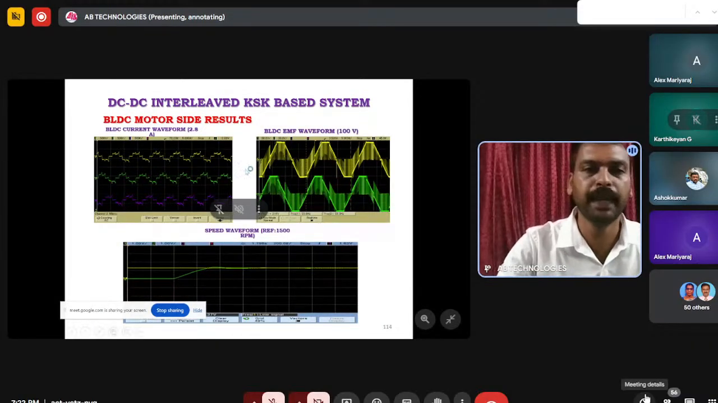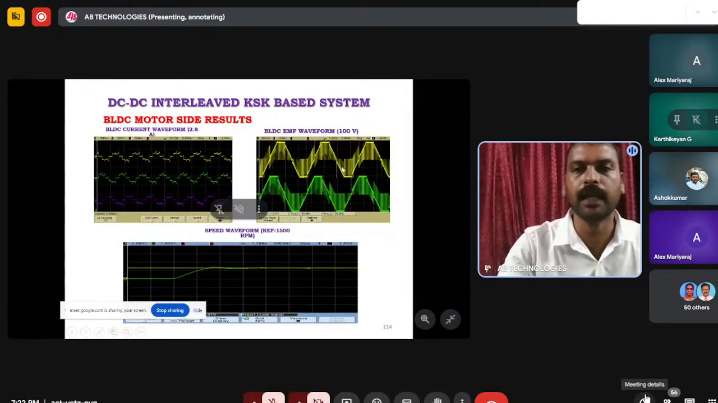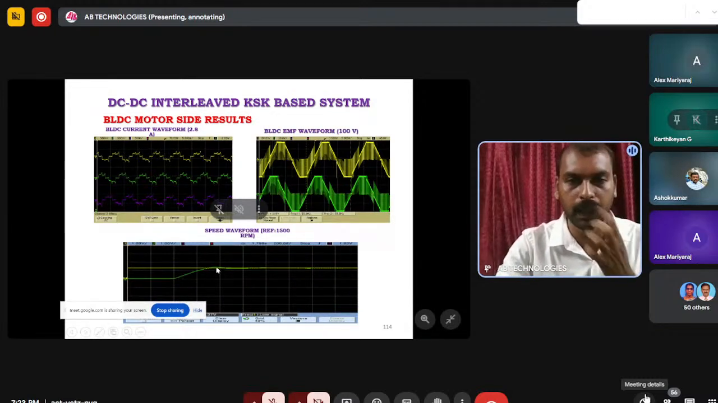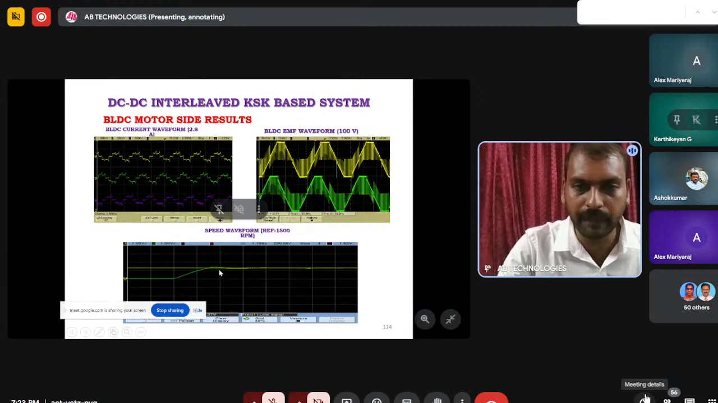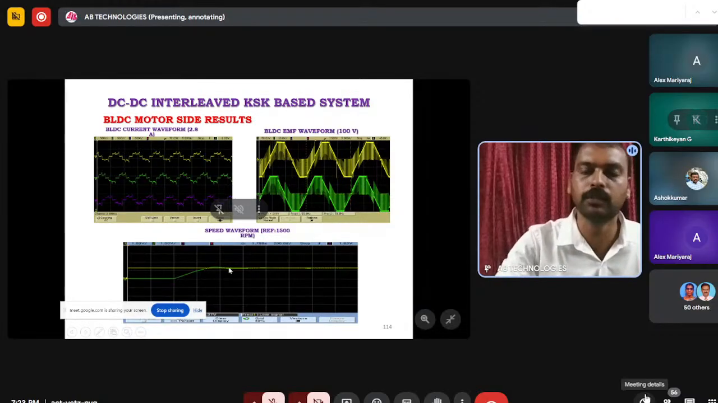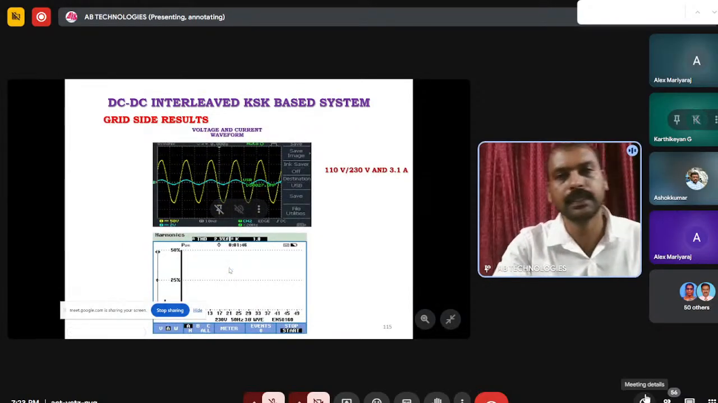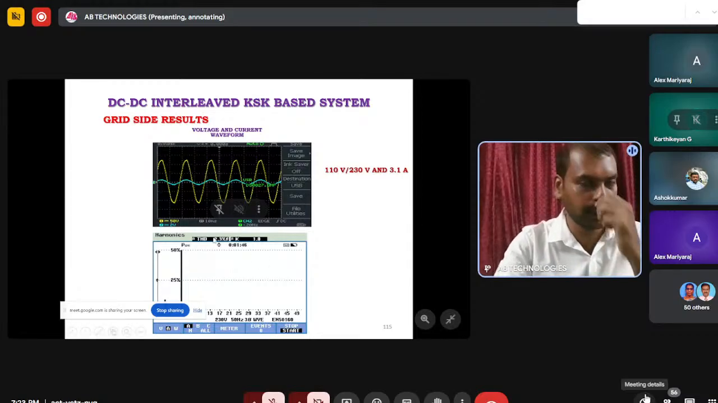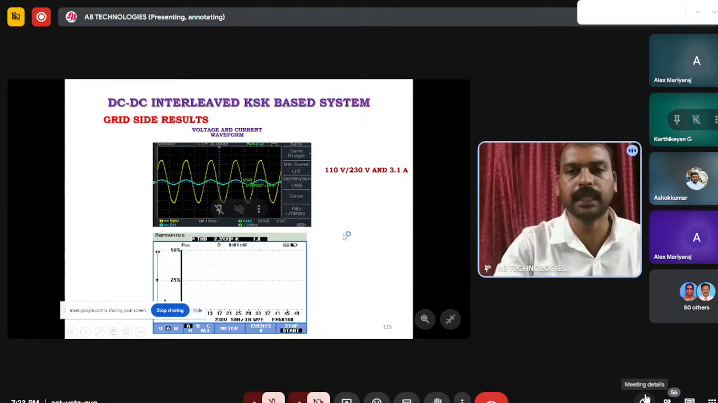So this is the BLDC motor current waveform and the trapezoidal back EMF waveform. So this is the conventional PI controller. In the motor speed waveform, slight maximum peak overshoots are there. And this is the voltage and the current waveform. So in hardware, the total harmonic distortion is 2.3% only.